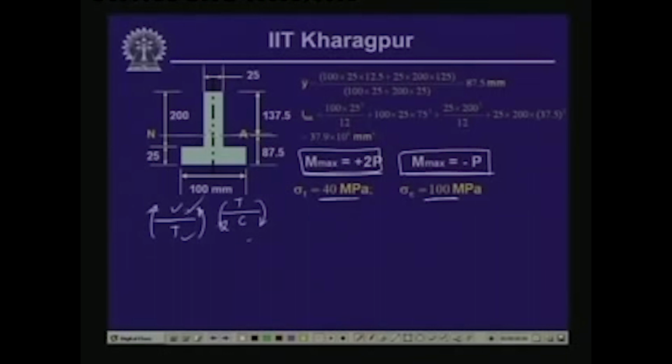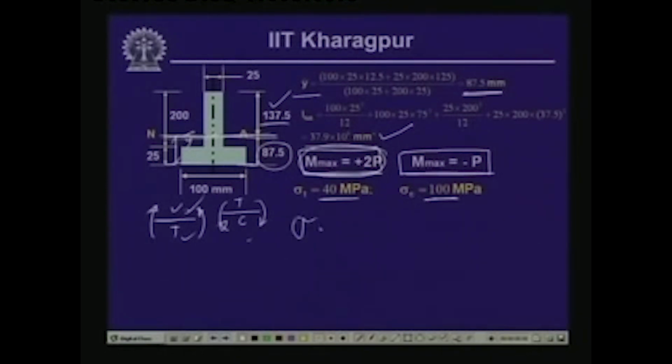Now, first let us locate the centroid of this particular section through which the neutral axis will pass. If we take the moment of all the areas with respect to the top, the distance y bar, we get y bar equal to 87.5 millimeter from this bottom face, and consequently this is 225. So, 225 minus 87.5 will give you 137.5 over here, and if we calculate the moment of inertia about this neutral axis, you will get a value of 37.9 into 10 to the power 6 millimeter to the power 4. Now, if we try to compute the stresses corresponding to these 2 moments, first let us take the value of 2P.